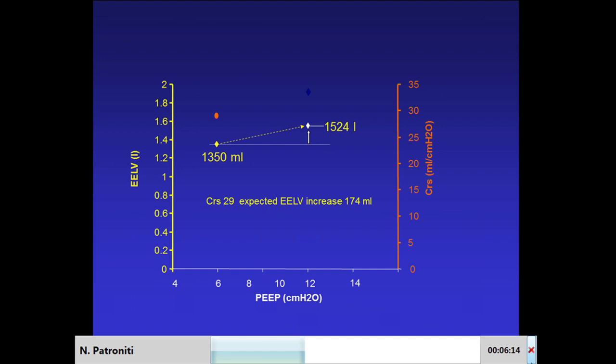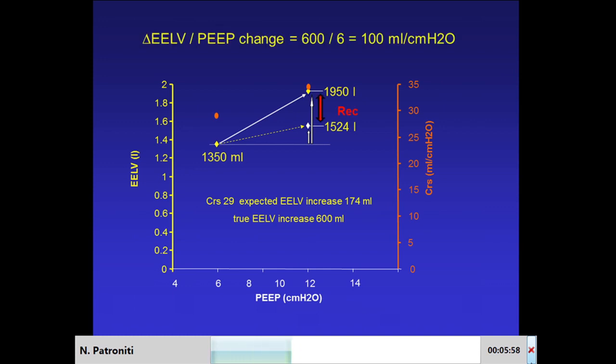And so the expected end expiratory lung volume is 1,524. You measure it, and you find out that it is 1,950. That is much higher than you expected. So that's what we can call recruitment. That was what the investigators suggested as recruitment.